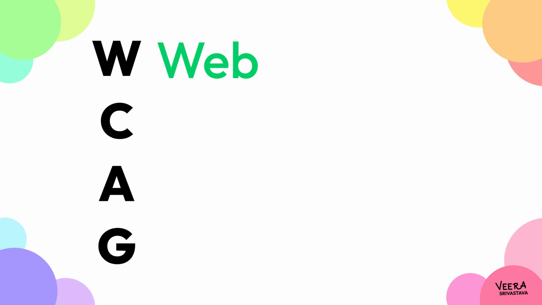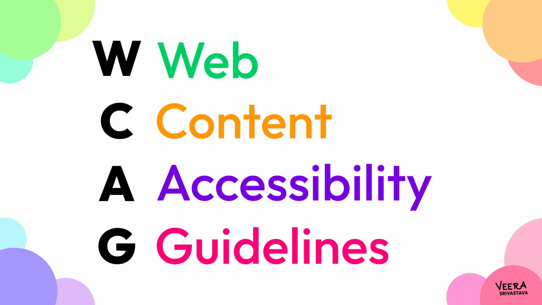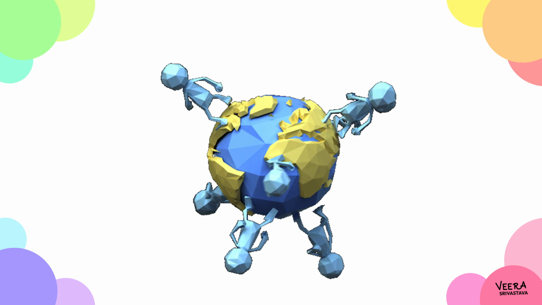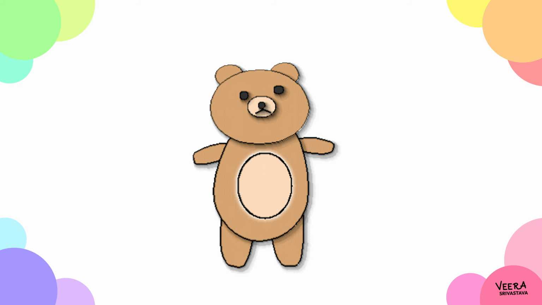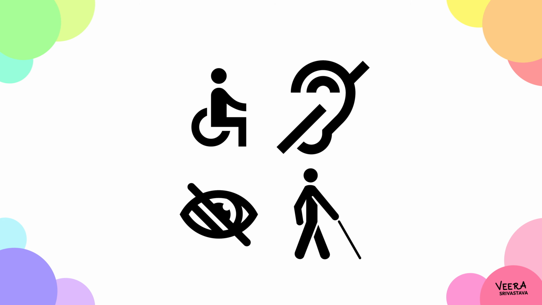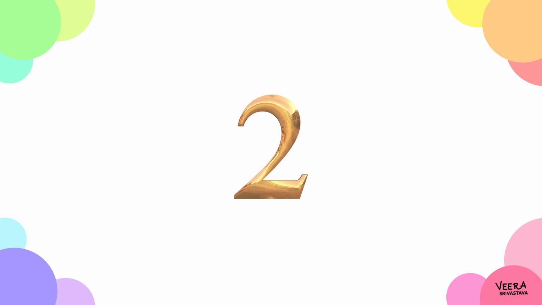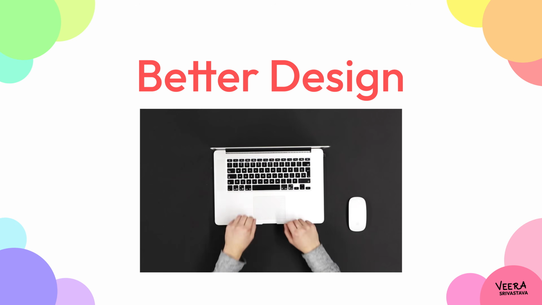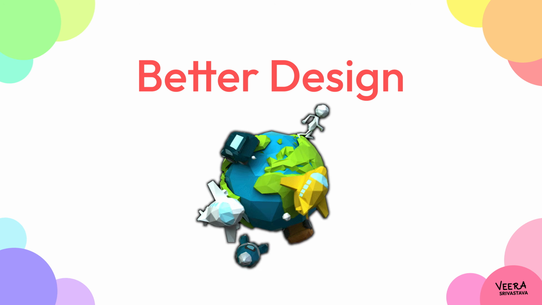WCAG stands for Web Content Accessibility Guidelines, and it's basically the global rulebook for making your websites and apps usable for everyone, including people with disabilities. So why should you as a designer care exactly? First, accessible design is a basic human right, especially in the world of internet. Secondly, it's the law in many countries. And thirdly, let's be honest, accessible design is just better design. It's better for SEO, it's better for usability, better for sales, better for absolutely everyone.